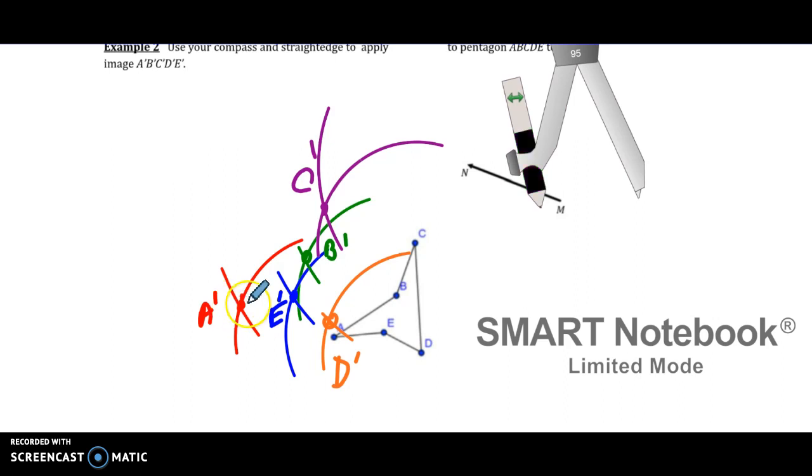And again, I should connect my points in the same way that they are connected in the original figure. A, E, D, D to C, C to B, B to A. Again, you should use your ruler for this. They should look congruent. I freehanded mine, so they do not. But again, you connect them using the ruler.